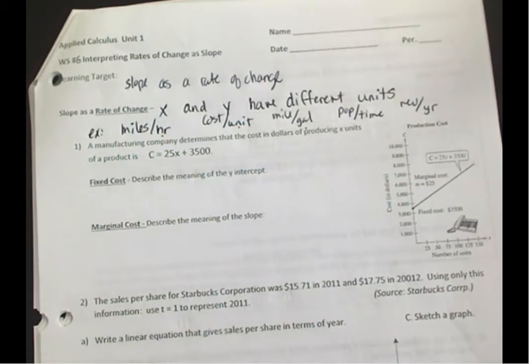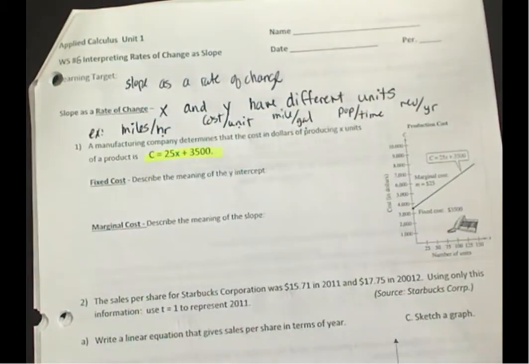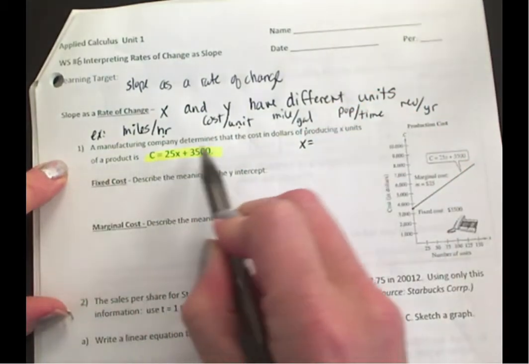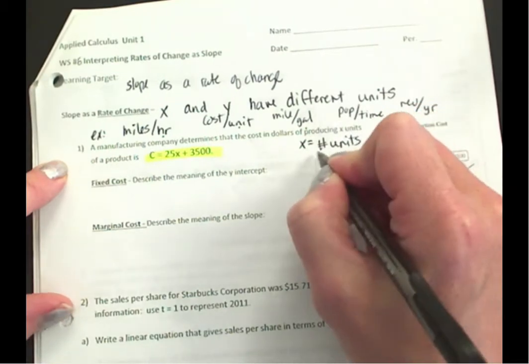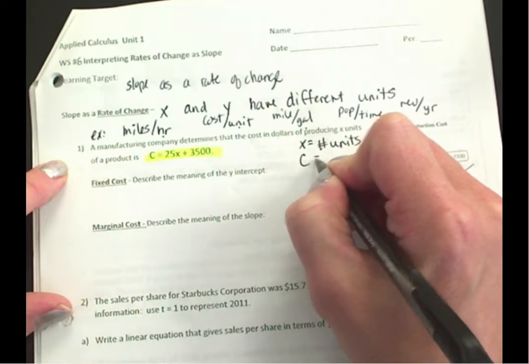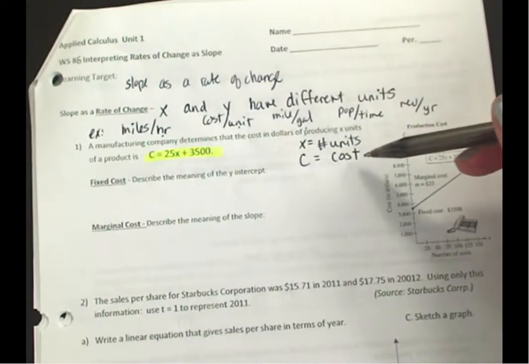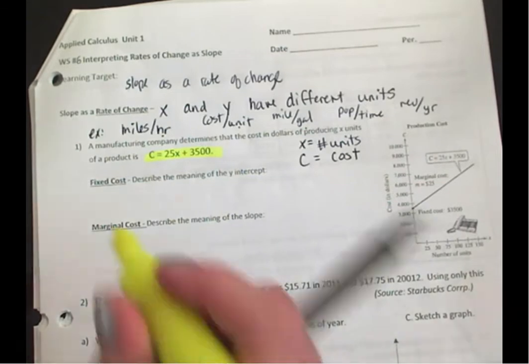Okay, a manufacturing company determines the cost in dollars of producing X units of a product. Okay, so I'm going to look at what my X label is. X is number of units, and we'll say C is cost. That way the slope is cost per unit. We're going to start there.